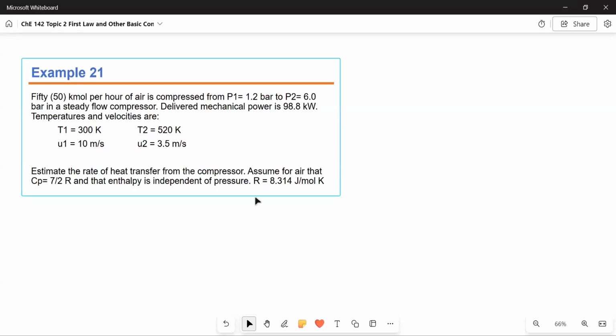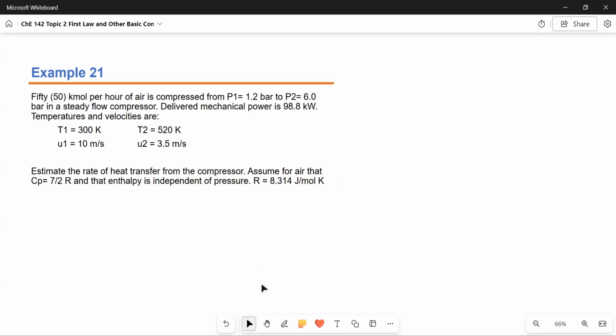Lastly, we have example 21. 50 kilomoles per hour of air is compressed from 1.2 bars to 6 bars in a steady flow compressor. Delivered mechanical power is 98.8 kilowatts. The temperatures and velocities are also given. Estimate the rate of heat transfer from the compressor. Assume for air that Cp is 7 halves R and that enthalpy is independent of the pressure. So we can assume constant pressure.